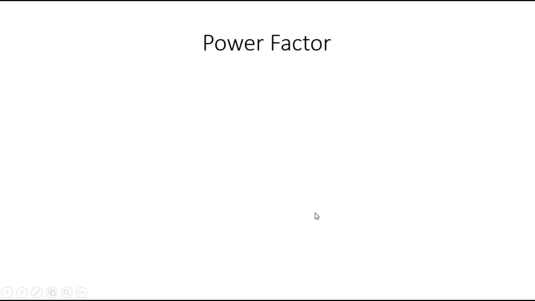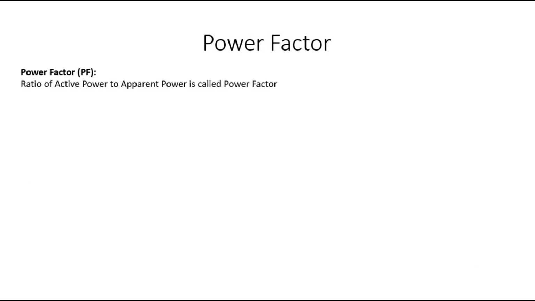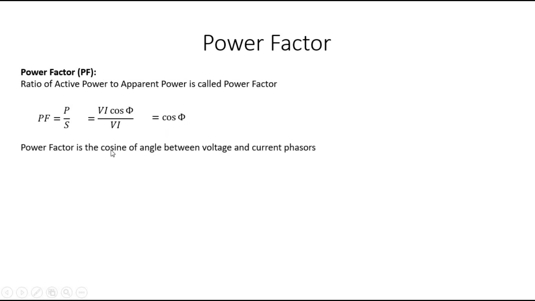Next is power factor. Power factor is simply the ratio of active power to apparent power. So PF is P by S, active power by apparent power. So it is equal to VI cos phi by VI. P is VI cos phi, S is VI. So it becomes cos phi. So we can also define power factor as the cosine of phi, which is the angle between voltage and current phases. So power factor is the cosine of angle between voltage and current phases. Ratio of active power to apparent power, or cosine of angle between voltage and current phases.